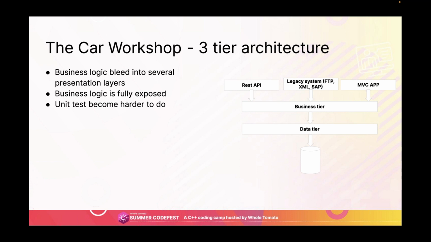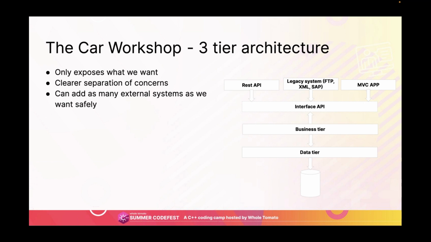And as time passes by, unit tests start again to be harder to do. And now on top of that, other providers want to integrate with us. So what we will do, easy. We will add an interface in between the business tier and the presentation tier, and it will be an interface API. And this interface, that in C++ can be implemented with an abstract class, will be basically the interface that has the use cases to communicate with the application.